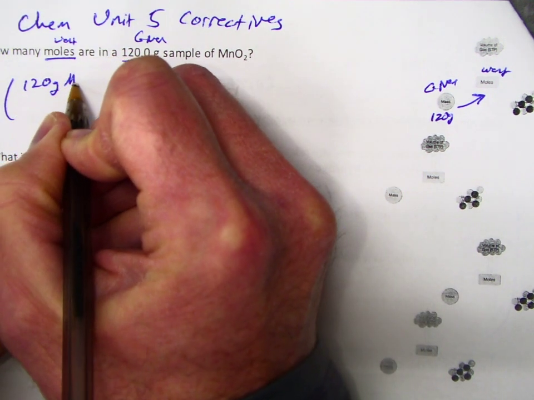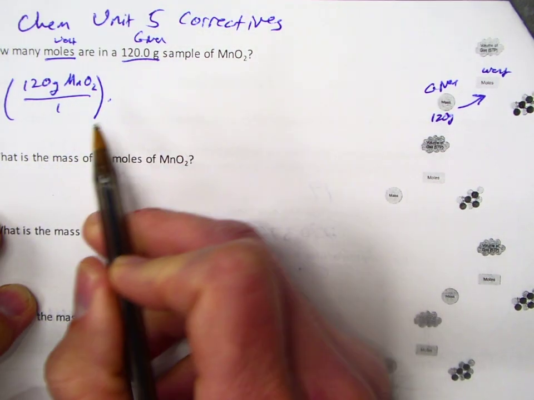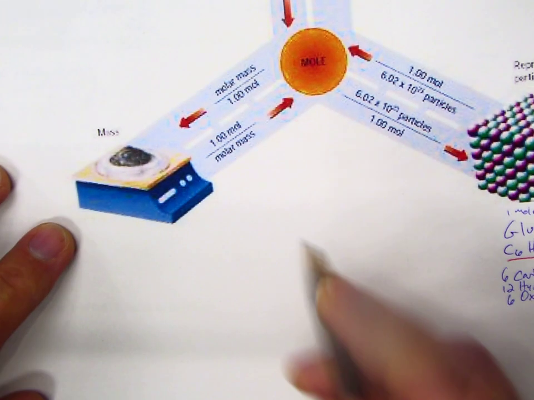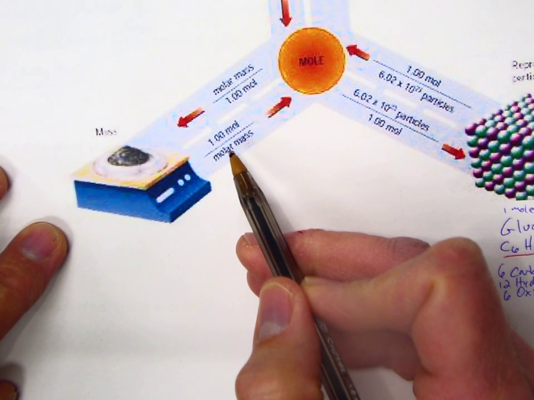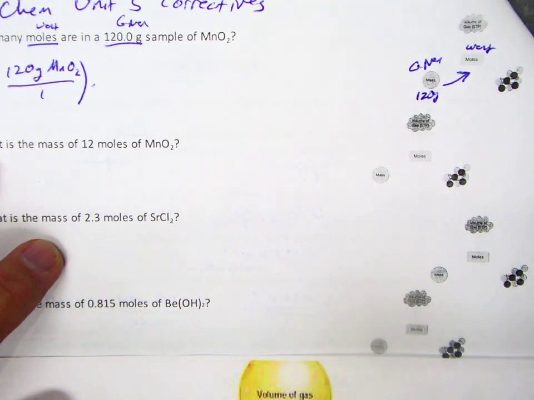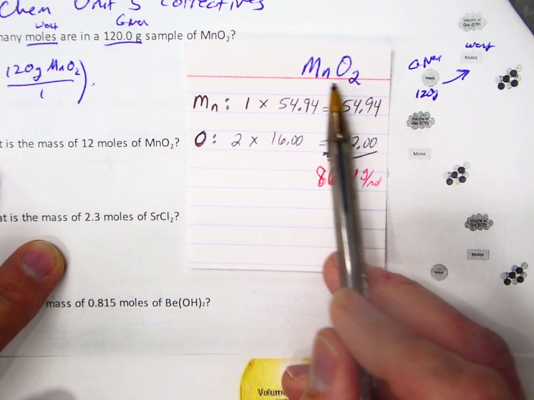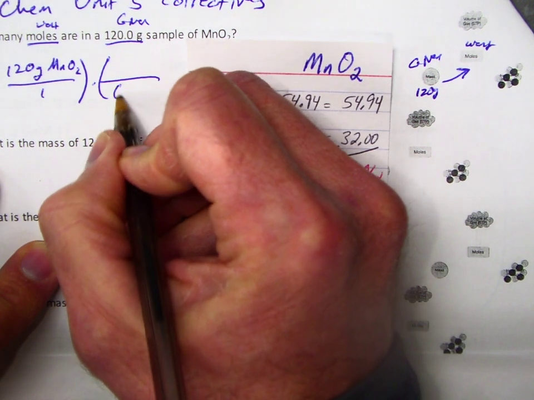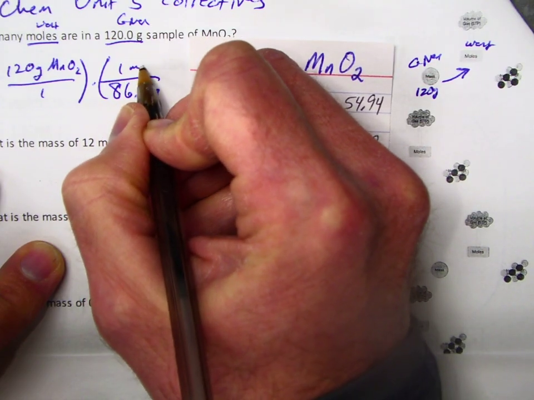So let's go ahead and set that up. 120 grams of MnO2 over 1. Now, to go from what we're given to what we want, we're going to travel this portion of the mole highway. 1 mole over the molar mass of MnO2. Looking that up on the periodic table, we see that the molar mass of MnO2 is 86.94 grams per mole. So we're going to set this up: 86.94 grams per 1 mole.